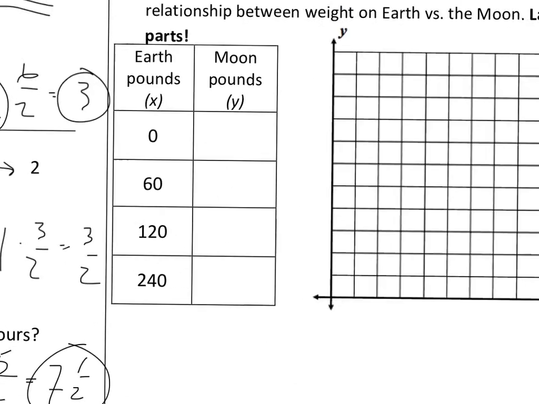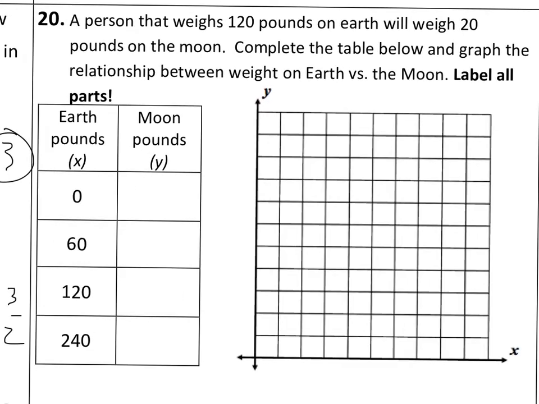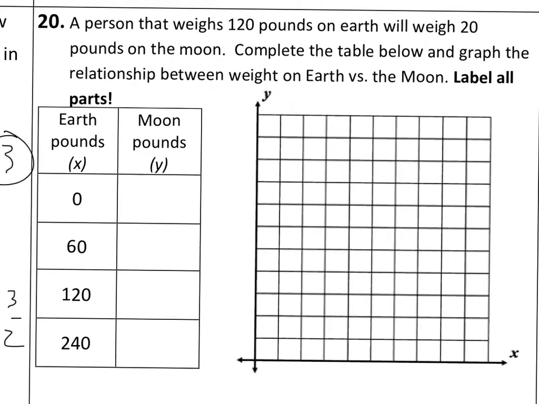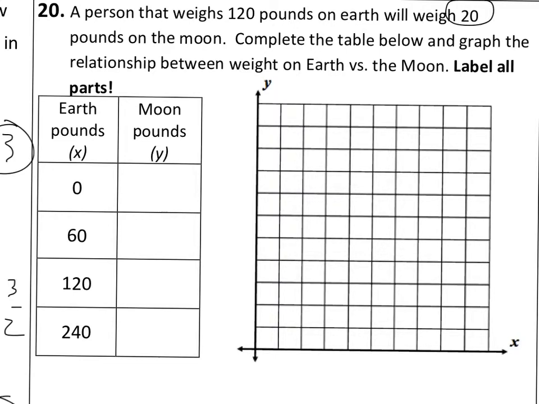All right, last of our showing of our work. A person who weighs 120 pounds on Earth will weigh 20 pounds on the moon. Well, I can fill that in right away. Complete the proportional relationships of the table below. If I weigh 0 pounds on Earth, I'm going to weigh 0 pounds on the moon. If you weigh nothing, you can't weigh something somewhere else.